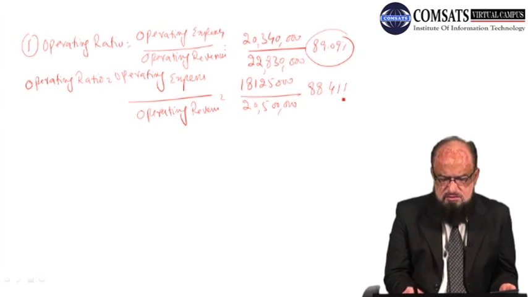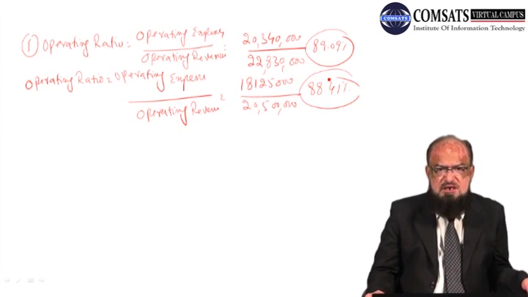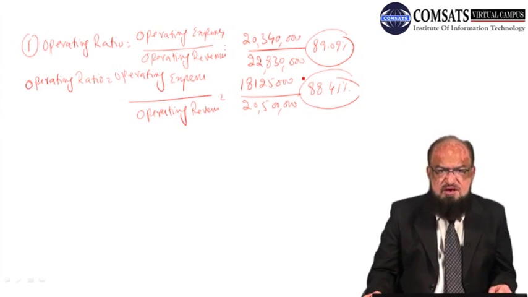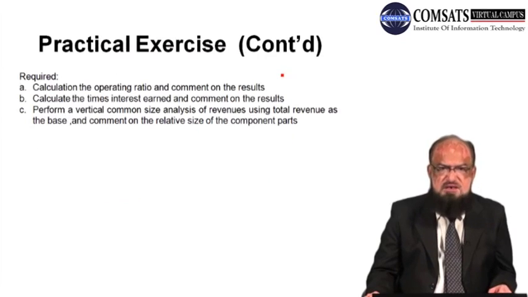So students, you can see that the operating ratio has increased in 2004. This is not good for the business. We need to control the expenditures. Now we will calculate another ratio. Calculate the times interest earned.